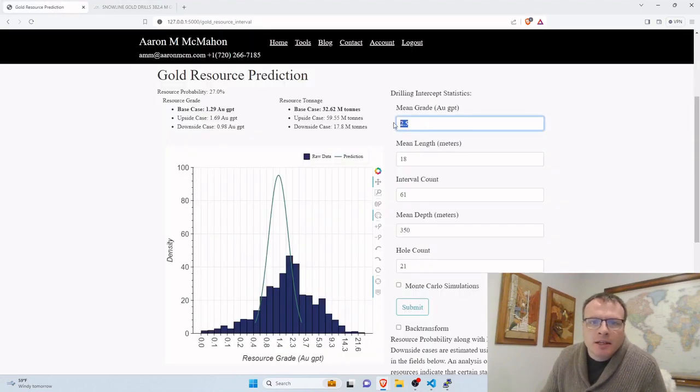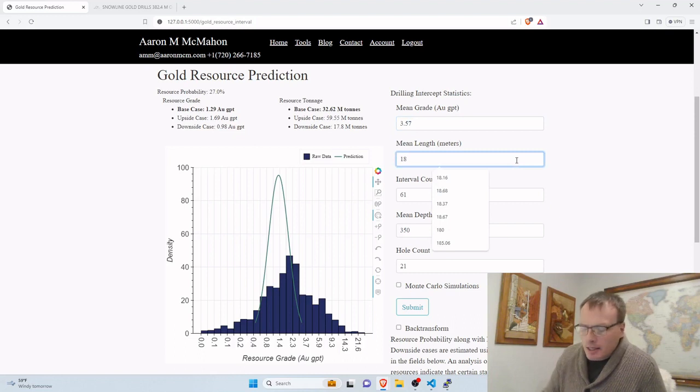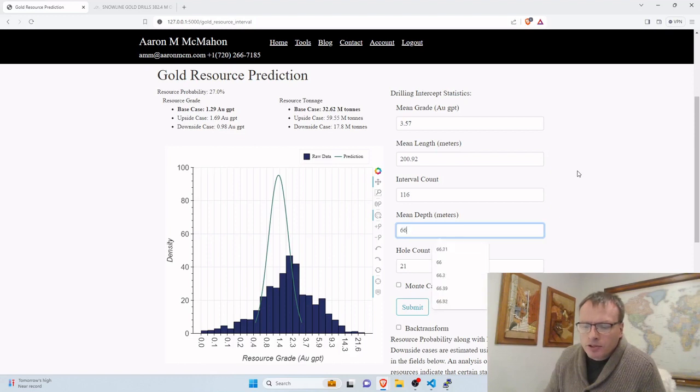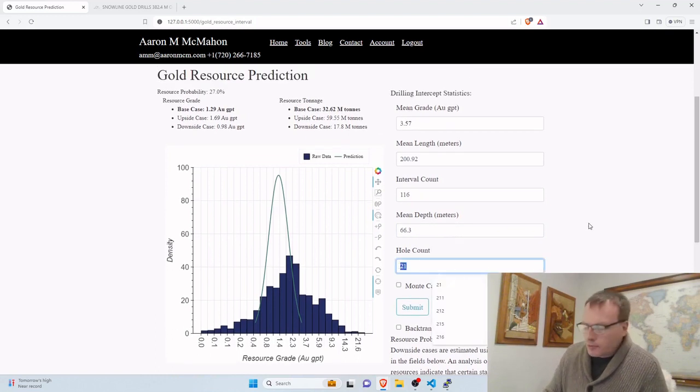I've gone ahead and done that, and I happen to know that of all that data for this valley target, the average grade for all those intercepts is about 3.6. The average length for those intercepts is pretty long at 200 meters. They've got a total of 116 intervals reported so far, and a mean depth of fairly shallow, 66.3 meters. And in total, they've reported intercepts for 44 holes.